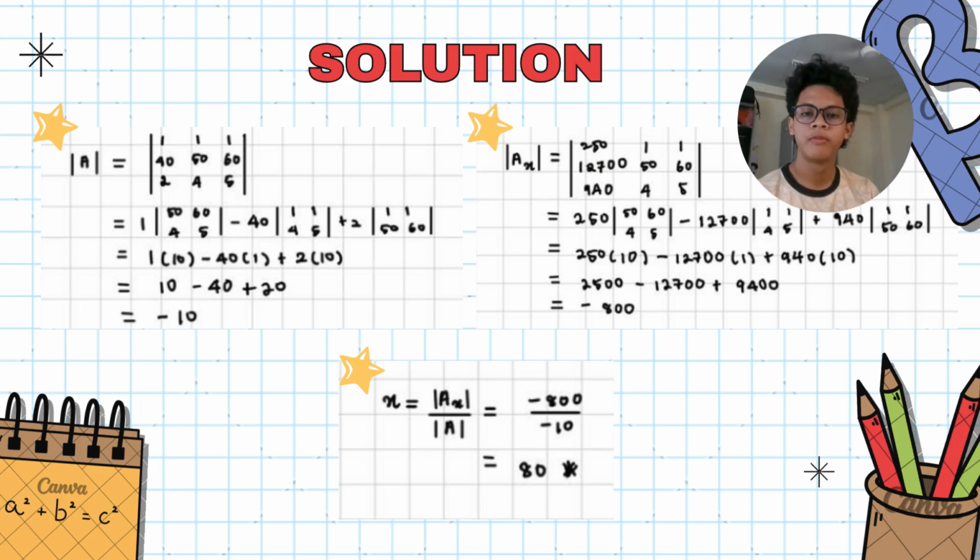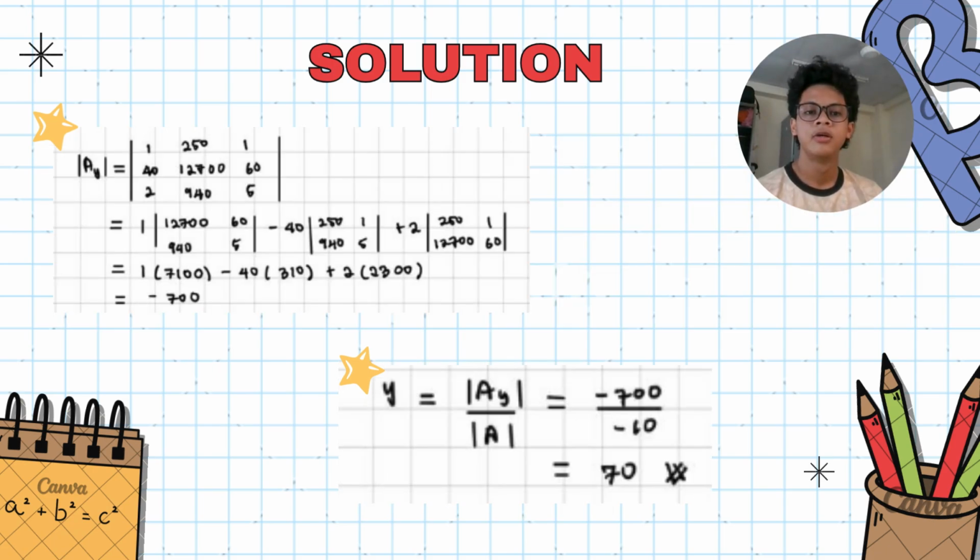Next, I will use Cramer's rule to find the values of X, Y, and Z. First, we will find the determinant of matrix A, which we get equals -10. After that, we change the first column with the constants to find the determinant of AX, which gives us the answer equals -800. Then we apply Cramer's rule, which is determinant of AX divided by determinant of A, and we will get the value 80, which is the value of X.